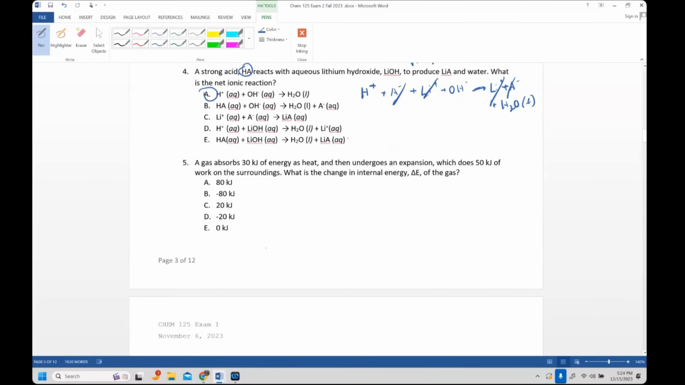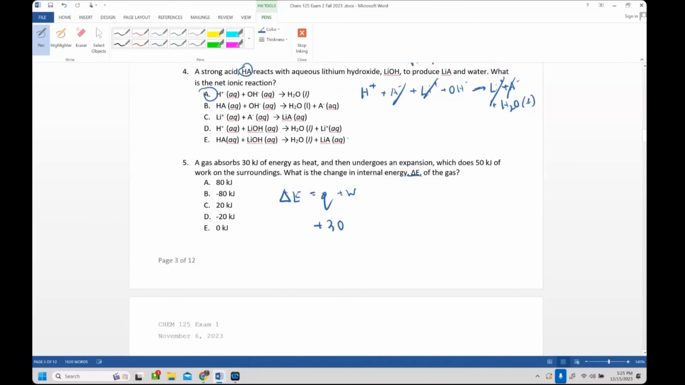All right, next, a gas absorbs 30 kilojoules of energy as heat. So automatically I'm looking at internal energy, delta E. So delta E equals Q plus W. Main thing to keep in mind: what is the sign of heat and work? And am I in kilojoules or joules, or what unit am I in? So we have absorption of 30 kilojoules of energy as heat. So absorbing, meaning heat, Q is positive. So Q is positive 30 kilojoules.